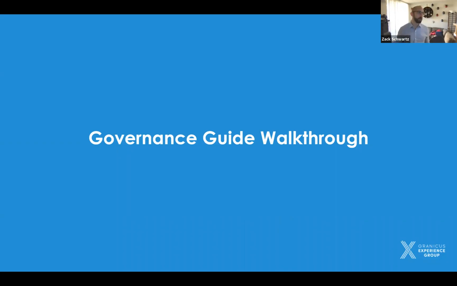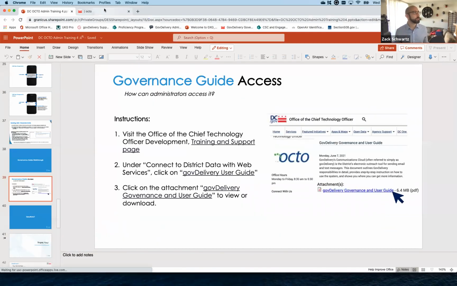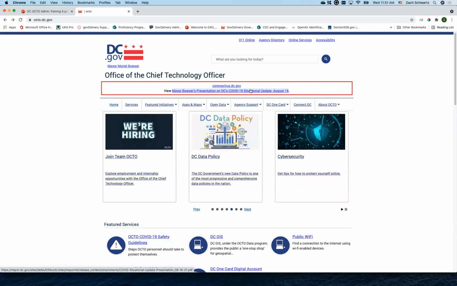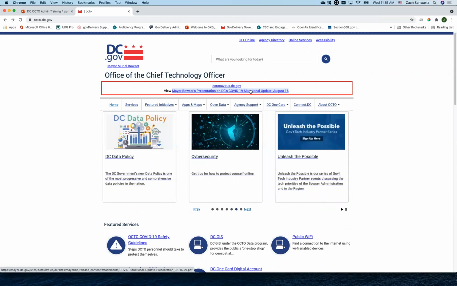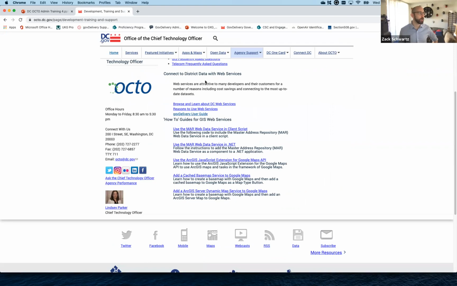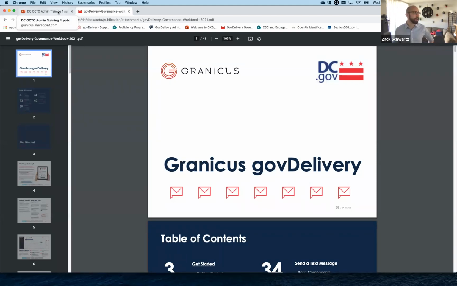Okay, I'm going to take that as a no. So just again, a quick refresher: all of this information is in the governance guide, and this is available to you from the Office of the Chief Technology Officer website. I can quickly show how we get there. If you go to octo.dc.gov and come to this front page, go to agency support, development, training, and support, and scroll down to connect to district data with web services, you can see the govDelivery user guide. Click on there and you get the guide from there, and you can download that and share it with anyone.